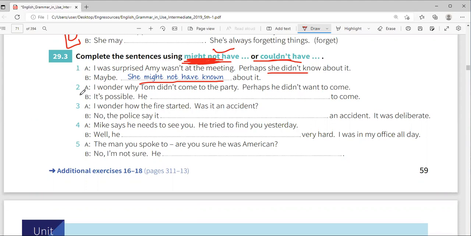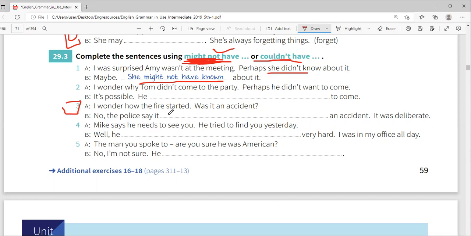Number 2. I wonder why Tom didn't come to the party. Perhaps he didn't want to come. So it is possible. So he might not have wanted to come. But look at number 3.